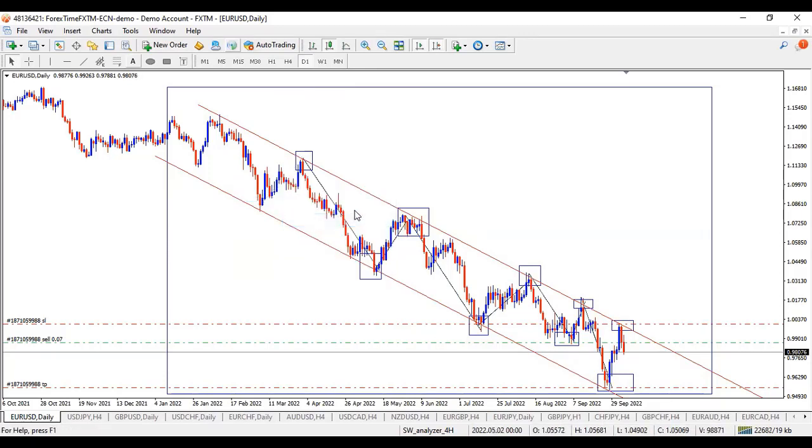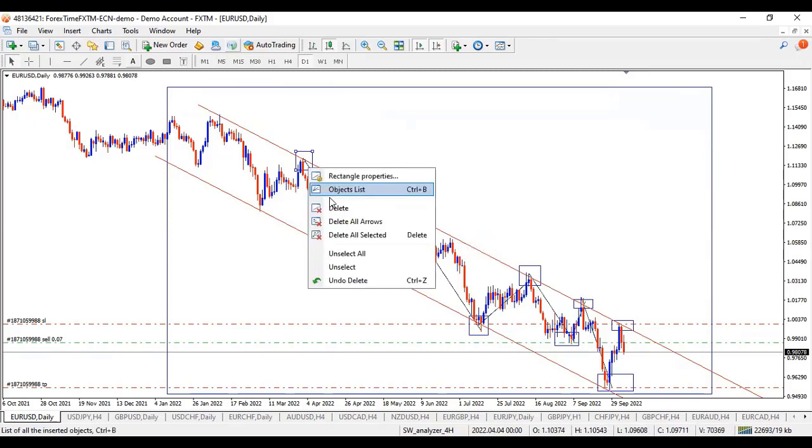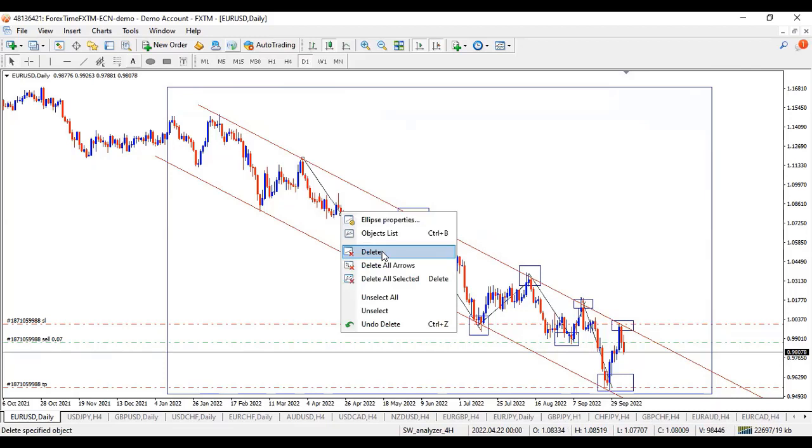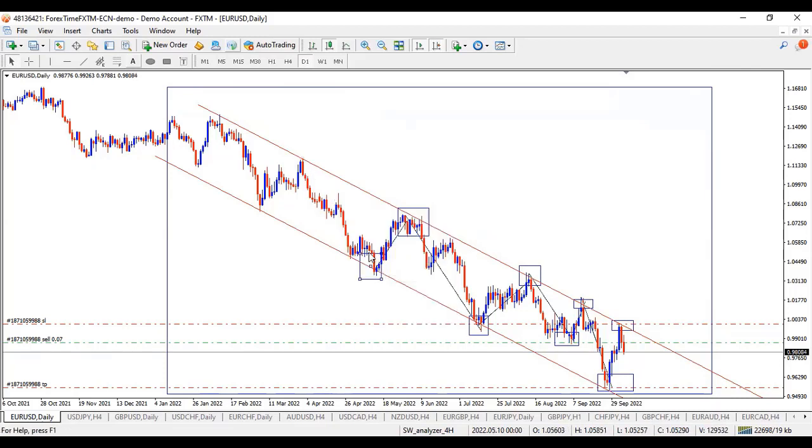I call it a downward channel because it's a downward trend. It's a bearish trend, so this is a downward channel. If it's a bullish trend, it will be a bullish channel. So the upper trend line will be the channel resistance and the lower trend line will be the channel support. So you realize that all this time, since about February, price has been in this downward channel.